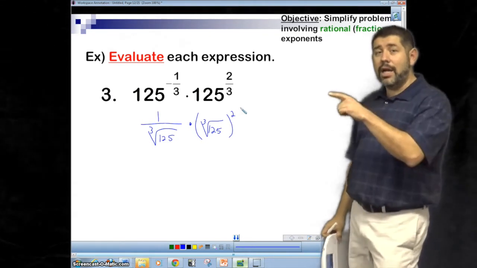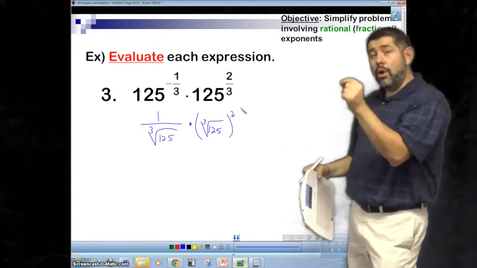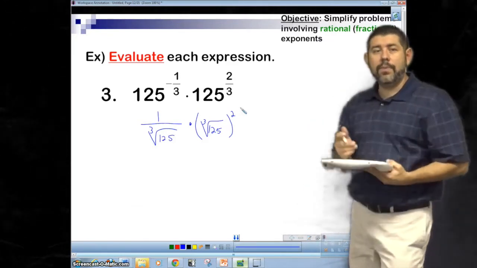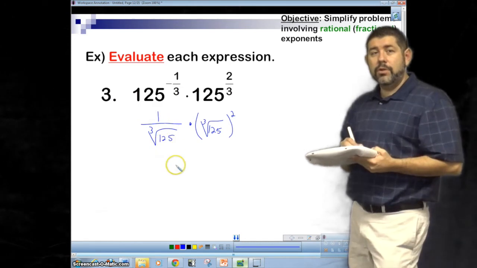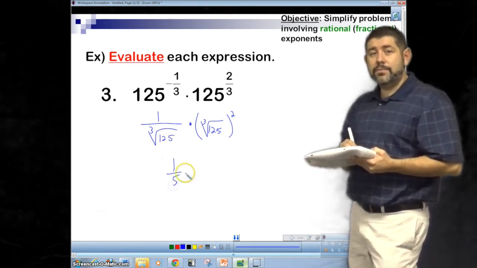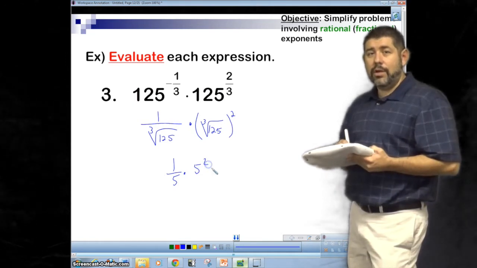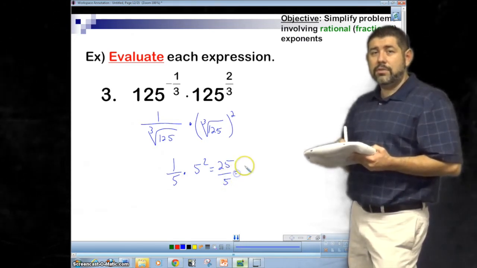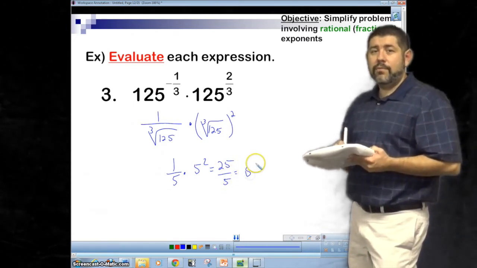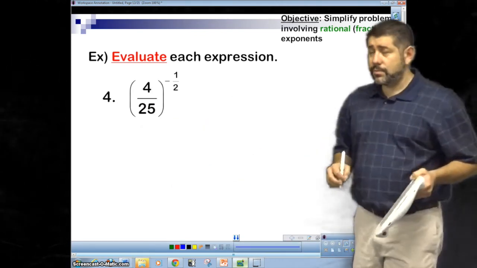It can go outside, in the parentheses like I did here, or it can go inside. Either way works, okay? So we're going to have 1 over the cube root of 25, which is 5. And then we're going to have the cube root of 25, which is 5, and then we're going to square it, okay? So 25 divided by 5 is going to give us 5. Okay, so that's our answer: 5. All right, let's take a look at another one.